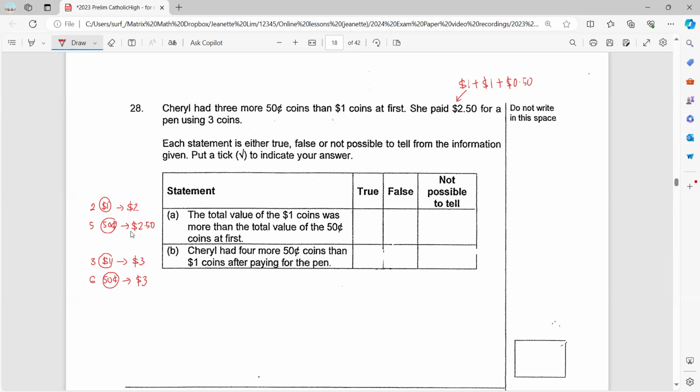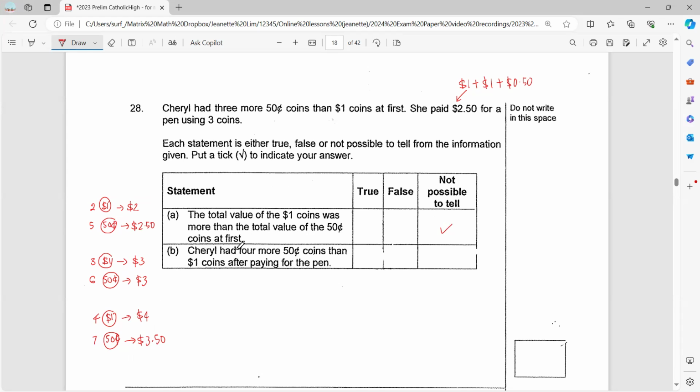So example, let me show you: for $1 coin, then 50-cent coin must have 3 more, right? So 7 50-cent coins. This will be $4 and this will be $3.50. So in this case, the $1 coin is greater than the value of the 50-cent coins. So not possible to tell. There are scenarios that show otherwise. This one, 50 cents more. This one, total value for both same. This one, total value for $1 coin greater. So not possible to tell.